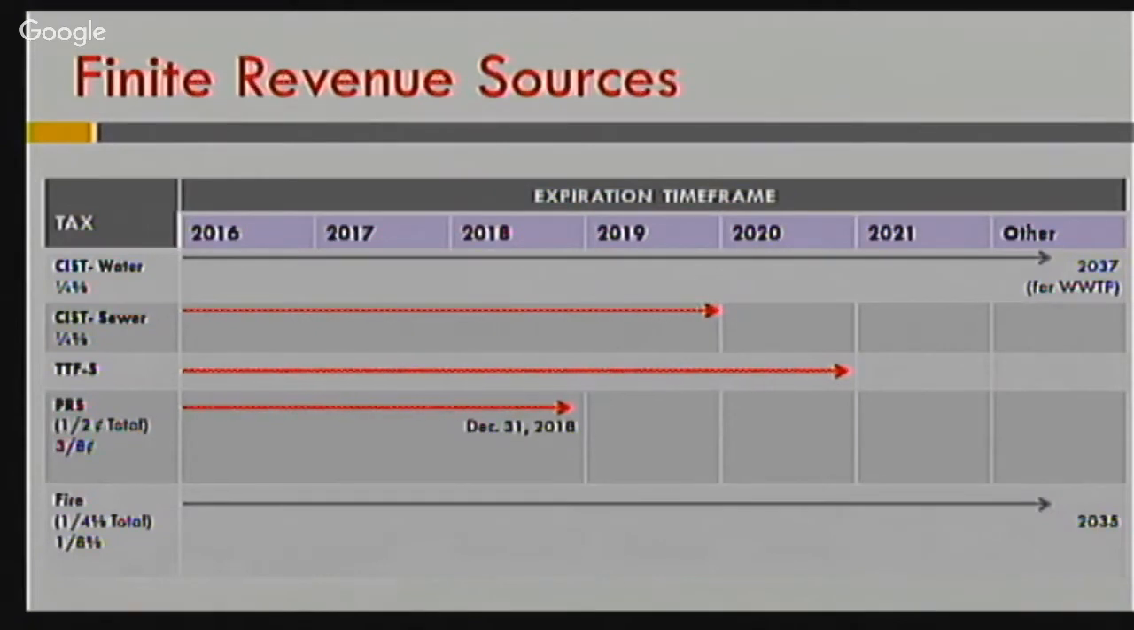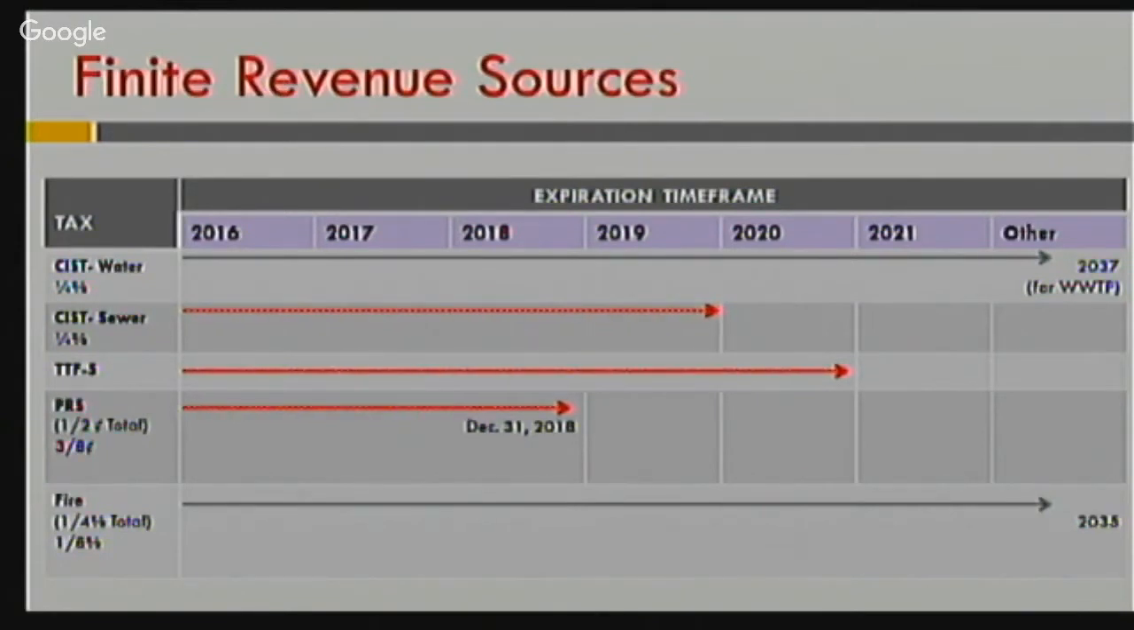Now, this is probably the most important slide that I have to show you tonight, because this slide shows that we have a lot of work to do in the next few years. As you can see, I highlighted them in red. PRS, we've already been having our public meetings. Council's been doing a good job helping educate the public of what that tax initiative supports. That's that 3/8 cent that's set to sunset.